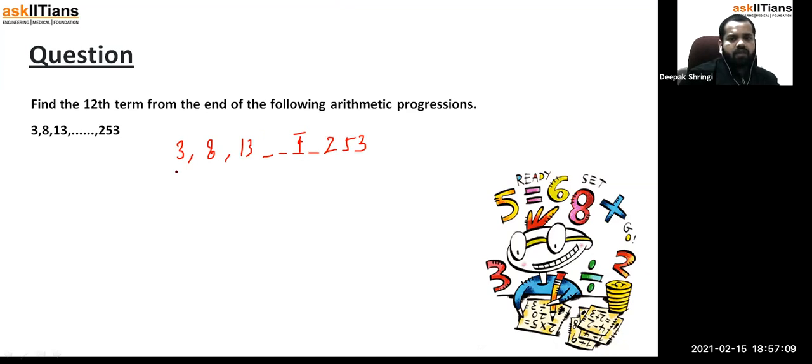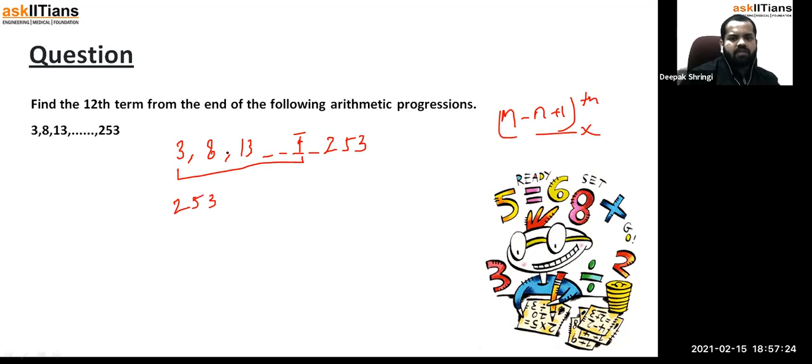But you don't know which term it will be from your beginning. If you don't know this formula, n minus n plus 1, suppose that we have forgotten this in your exam. What will you do? Just reverse the AP.